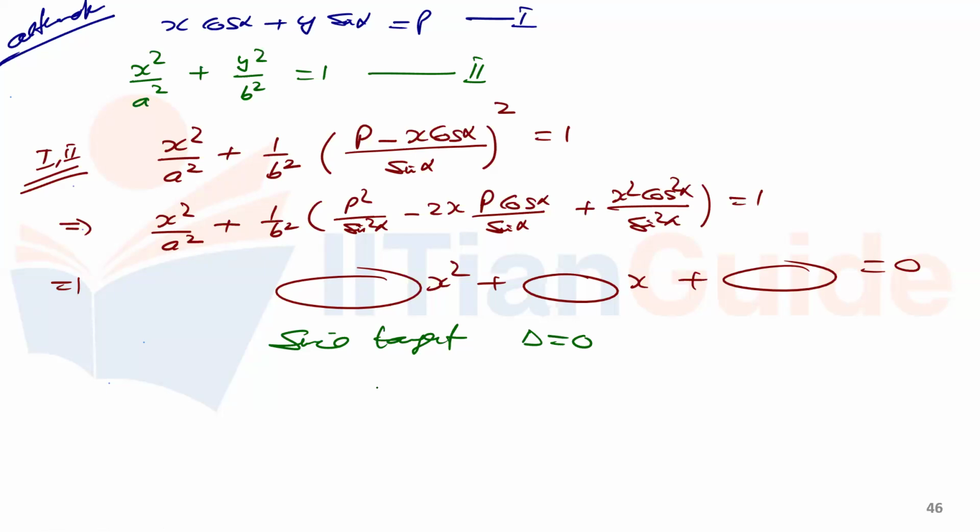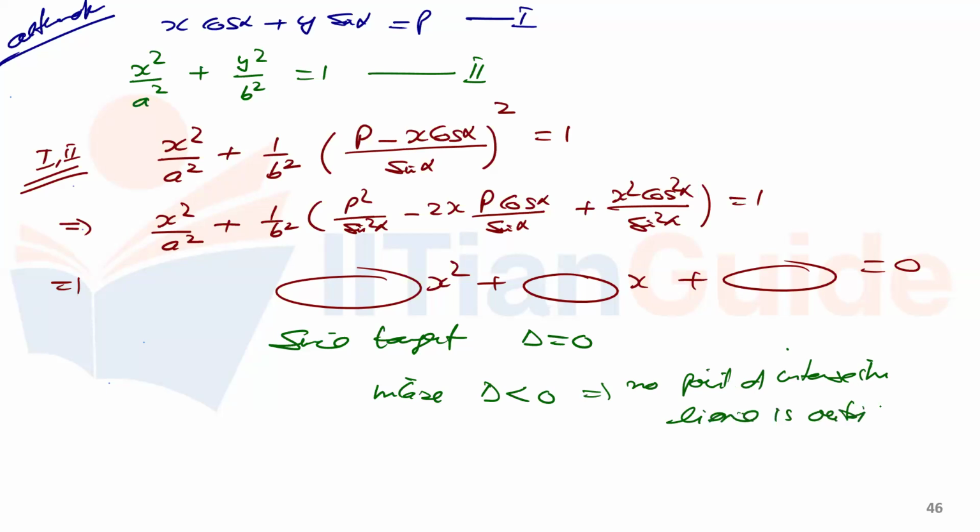In case you get delta less than 0, delta negative आ जाएगा, that means no point of intersection. कोई भी point of intersection नहीं आएगा, that means line does not intersect और line is outside आ जाएगी. और डेल्टा ग्रेटर देन 0, पॉजिटिव आ जाएगा, देन इंटरसेक्ट एट 2 पॉइंट्स. ये तीनों चीजें निकल जाएंगी. गॉट इट? ठीक है ना? हाँ चलिए ठीक है.